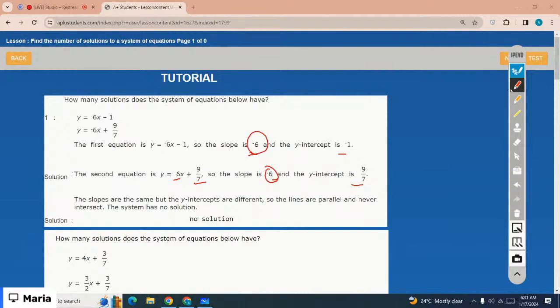When you have same slopes and different y-intercepts, that means the lines are parallel, they never intersect each other, and the system has no solution. Got it? If the slope is same but the y-intercept is different, that means the lines are parallel and the system has no solution.